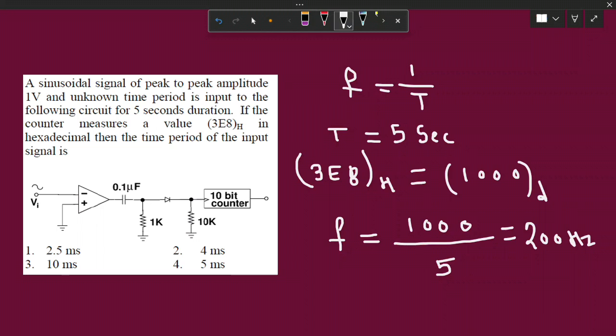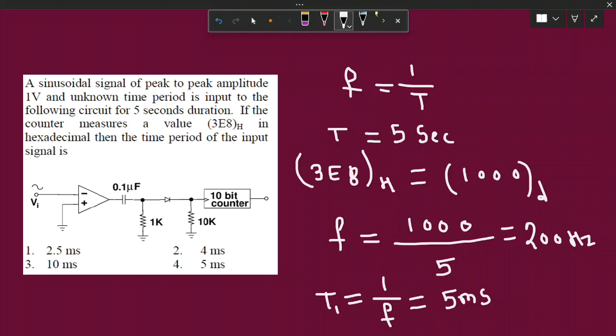And then they asked for the time period of the input signal. So again we need to convert to time. Say the time period in this case is T1, then take 1 by F. So we will get the time for this frequency, which is 1 divided by 200, which is equal to 5 millisecond.